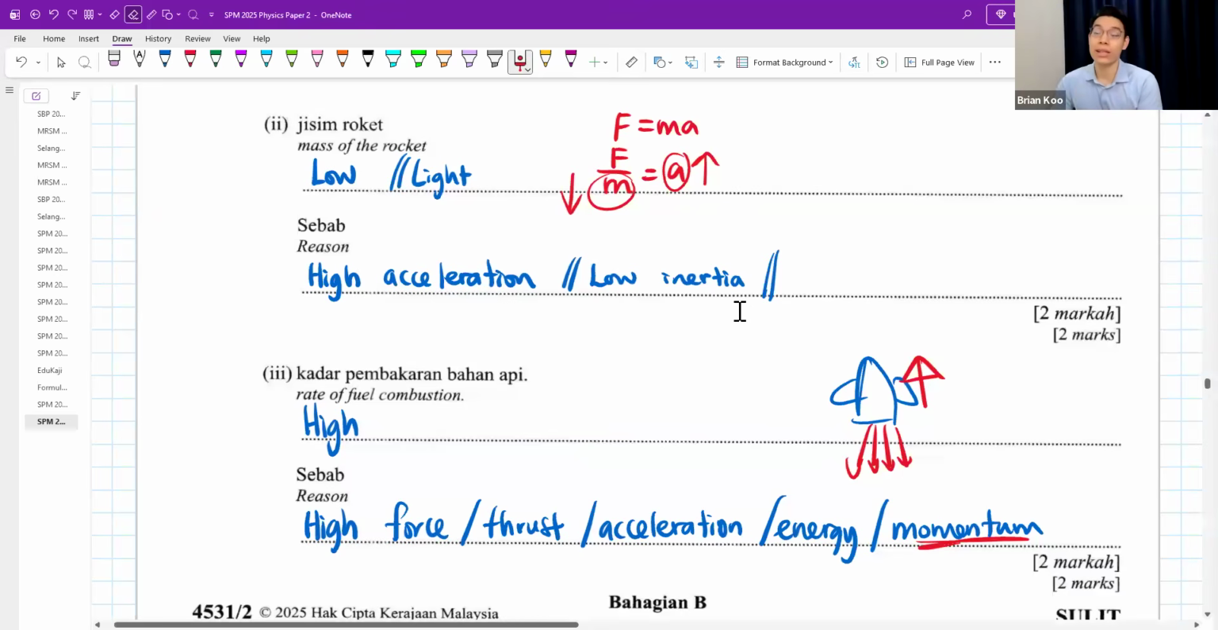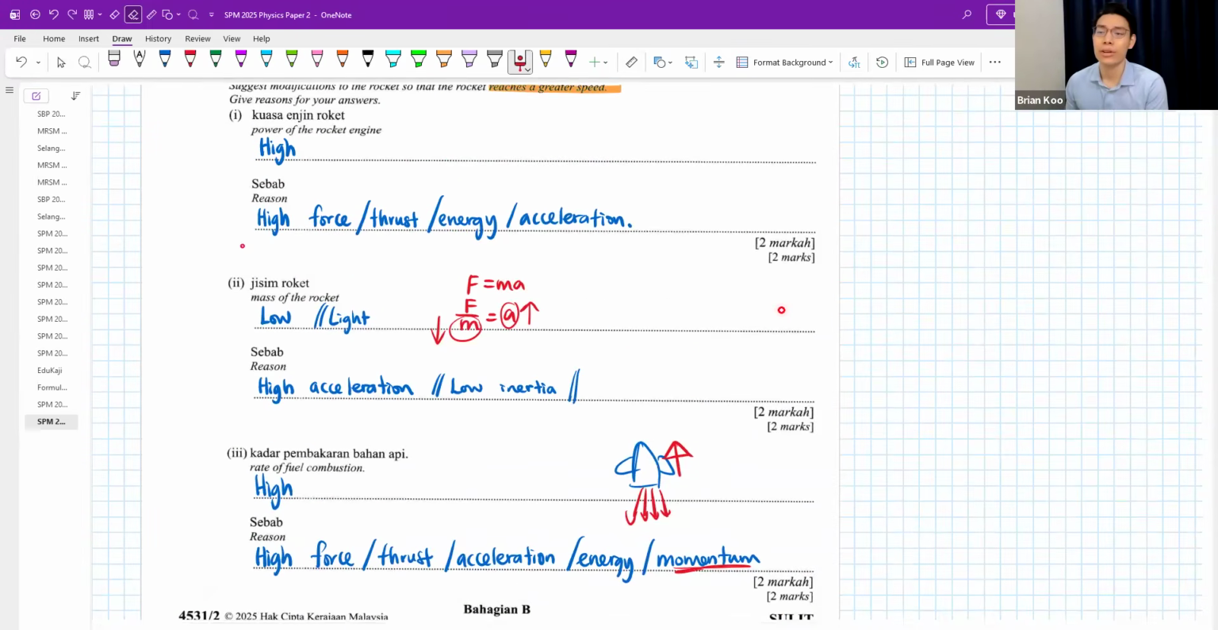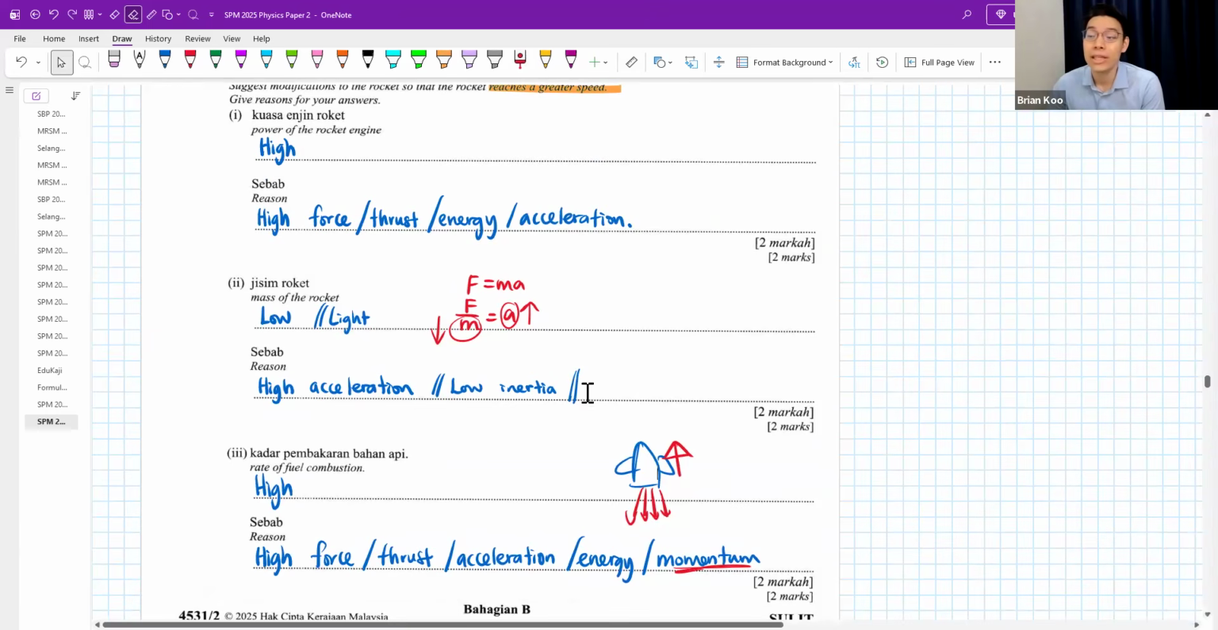Okay, I think this is quite easy to score full marks at this part, actually. Because these are things that you all see a lot and write a lot. If you write high acceleration, high acceleration, high acceleration, it's also marked correct. Because it is one of the best answers.